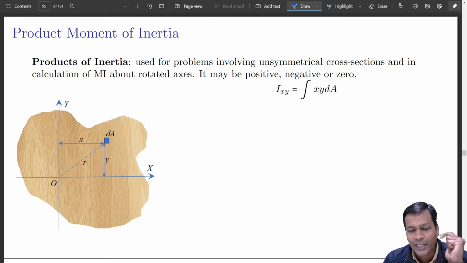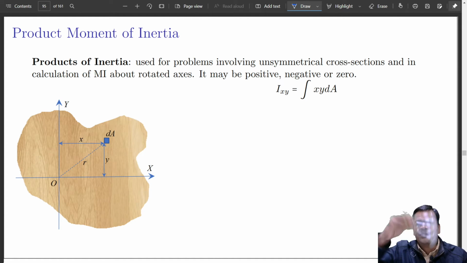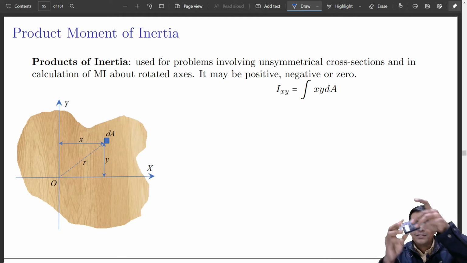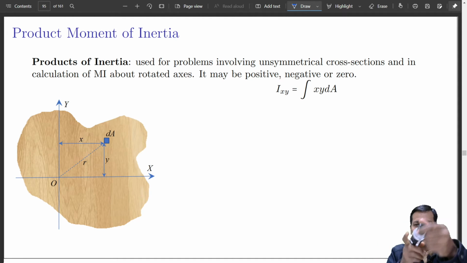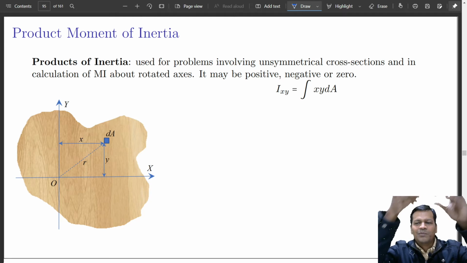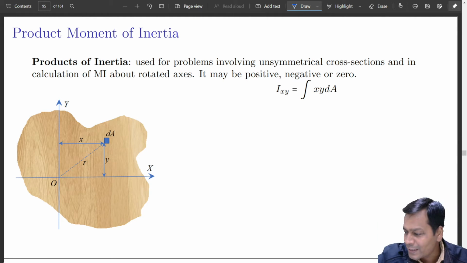So things don't rotate just about one axis most of the time. If it is a bottle, it is not always going to rotate like this. If I throw it in space, it can rotate like this, it can also rotate like this, or it can have a mixed rotation, something like this. When you have more than two axis rotation, things go very wild. Rotation is very complex. It is not that trivial, mind it, and this will be used while you study the dynamics part of it, and that is the reason product moment of inertia comes into the picture.